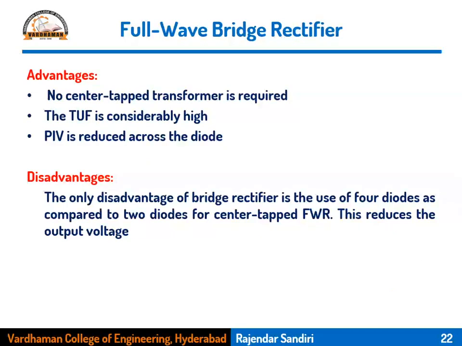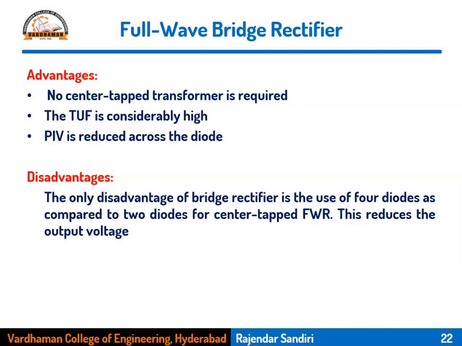Then the advantages and disadvantages. No center tap transformer is required, that is an advantage. Then the transformer utilization factor is considerably high compared with half wave rectifier and full wave rectifier with center tap. Then peak inverse voltage is reduced across the diode. So in a full wave rectifier with center tap transformer, across one diode itself 2 Vm. Now here across one diode is Vm. So peak inverse voltage is reduced across the diode compared with the center tap transformer based full wave rectifier. That is another comparison between center tap transformer based full wave rectifier and a bridge rectifier.